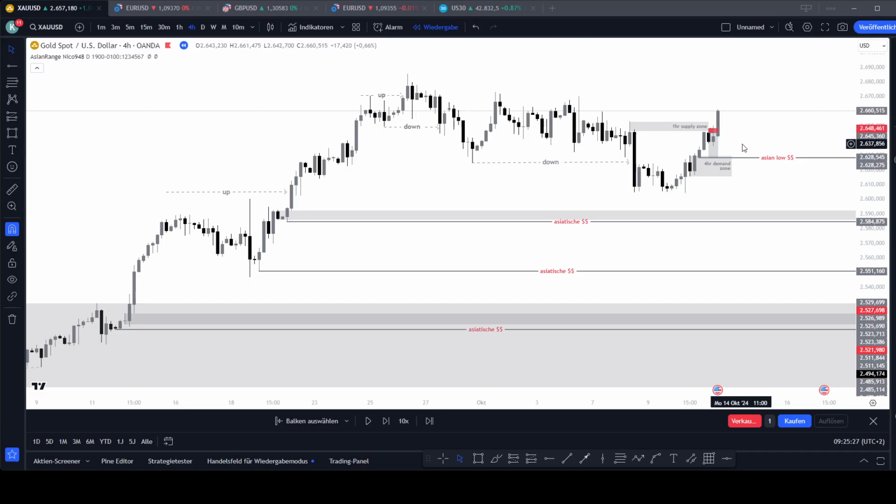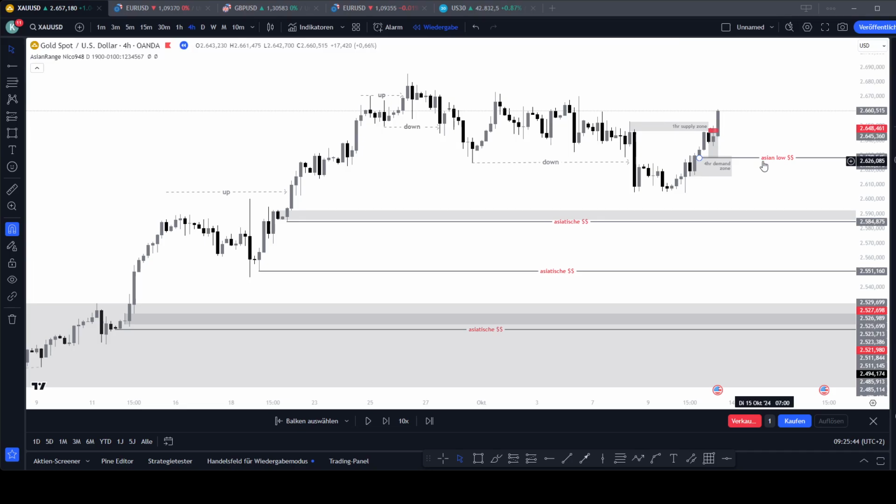So this is the first reason why I wanted to take profit at this level. The second reason was simply because the Asian low liquidity was there. And remember, guys, in my trading concept, price always does its best to take out the Asian high and Asian low liquidity. You understand, guys?